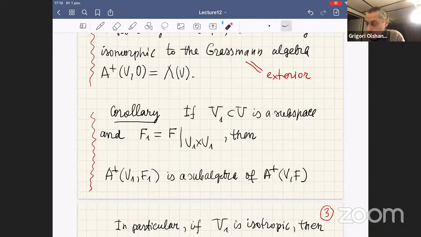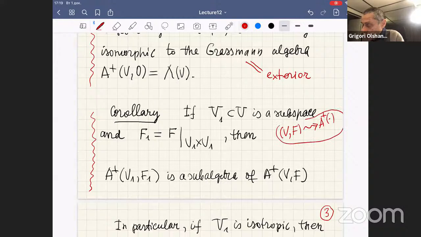This is by the very definition, because our object, the Clifford algebra, is what can be called a universal object. If you wish, we can say that this correspondence, which assigns to any quadratic space the Clifford algebra, is a functor from the category of quadratic spaces to the category of associative algebras.